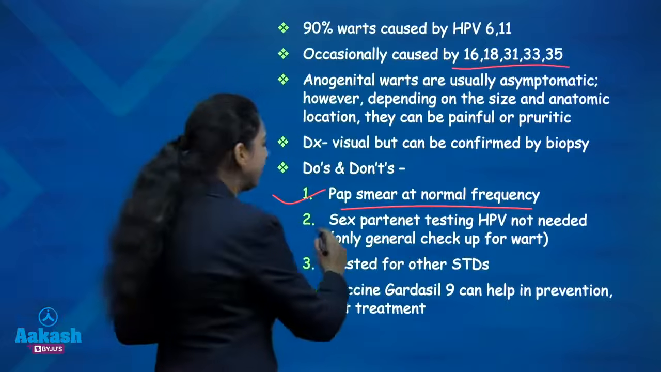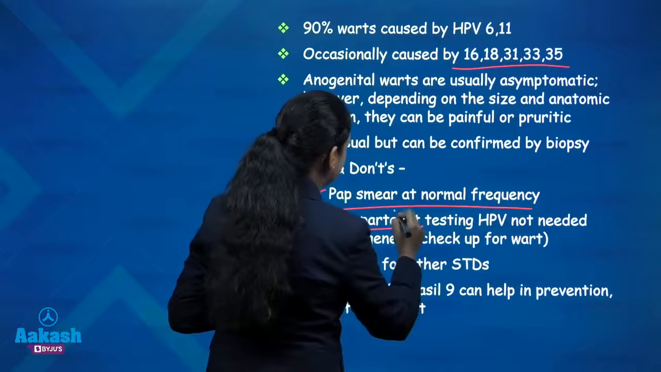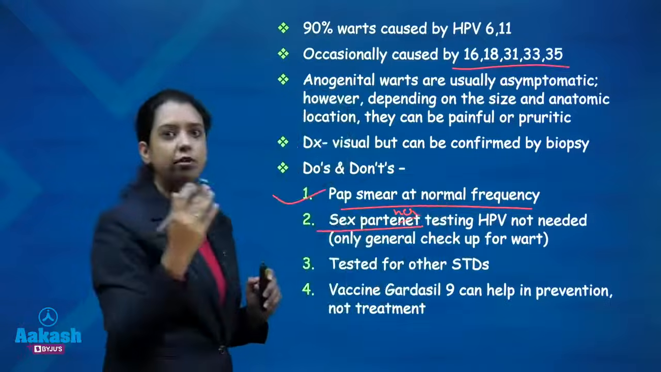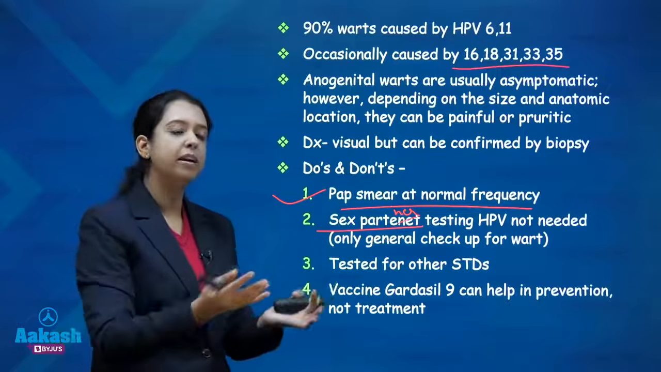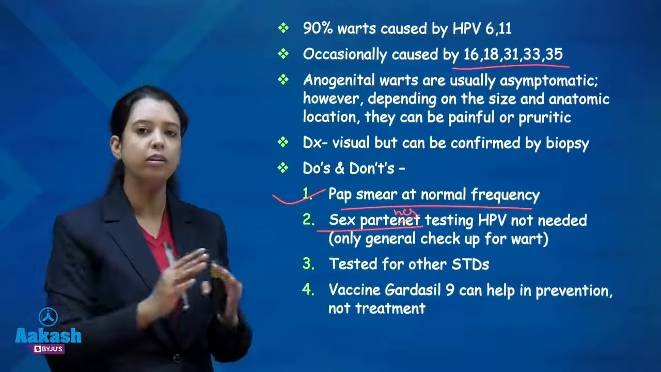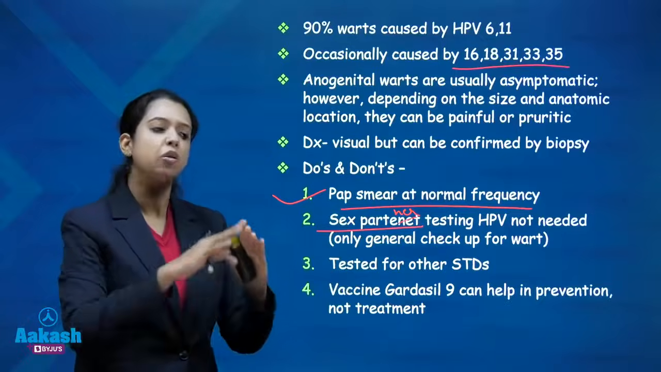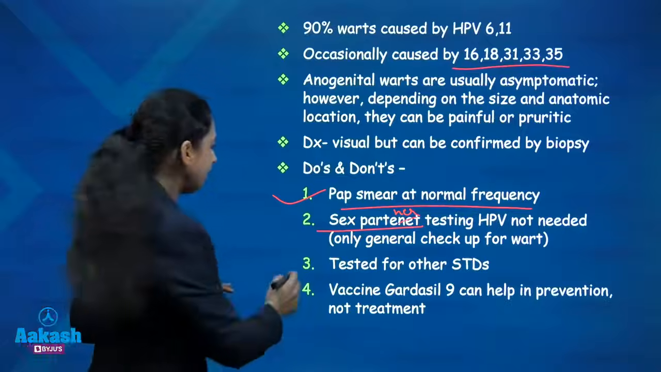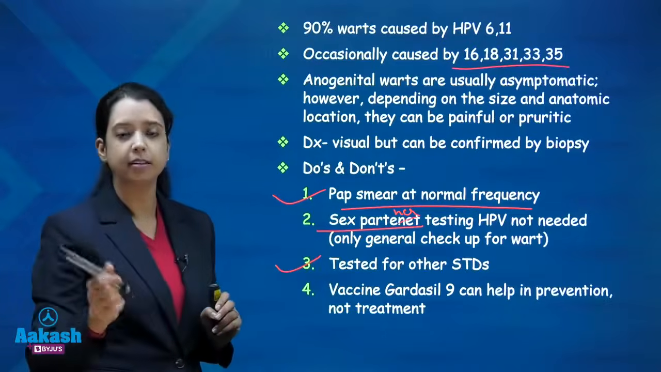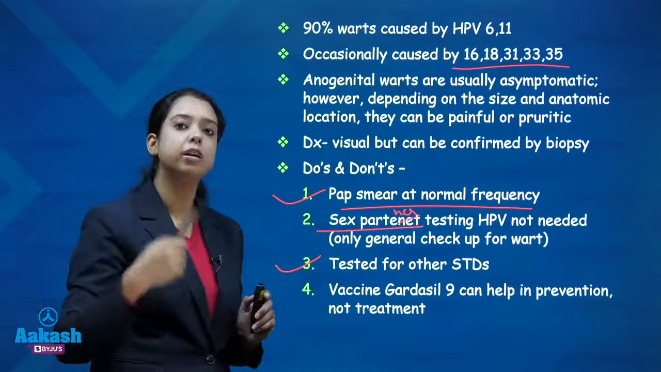Okay, the sex partner testing. The sex partner testing for HPV is not done. HPV is so common that the sex partner might also be positive for HPV. So you will not test the partner for HPV. You will just do a local examination of the genitalia to see any warts. Then testing for other STDs is done. Since it's an STD, you will test that patient for other STDs.